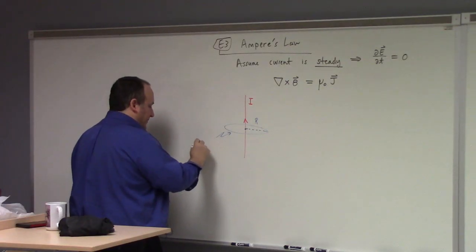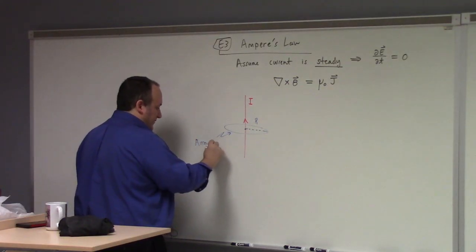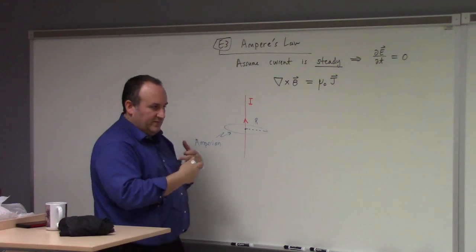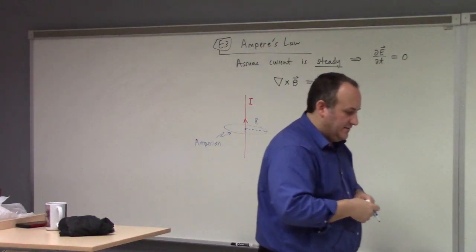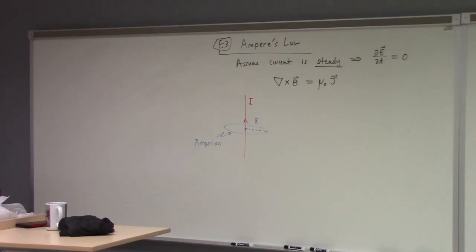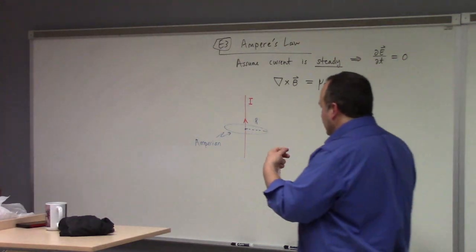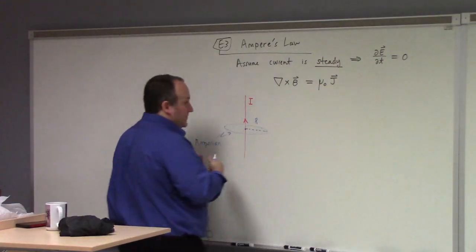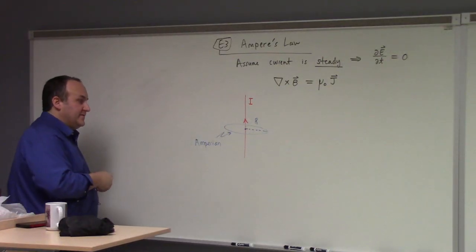The concept of an Amperian loop, much like the concept of a Gaussian surface, is not an actual physical surface in the sense of your skin. It's a mathematical construction that allows us to determine the values of the electric or magnetic field, in this case. So it's not an actual physical loop. It's a mathematical loop that we use to figure out the magnetic field.